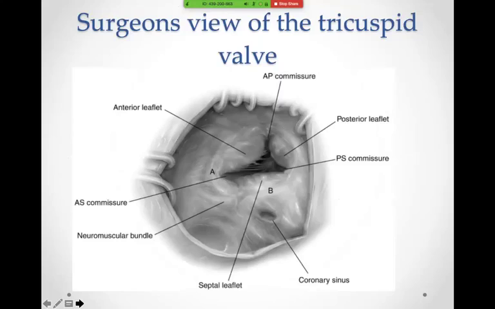Right. So this is the surgeon's view of the tricuspid valve. You can make out the anterior leaflet, the posterior leaflet, the commissures, and the most important part being the coronary sinus and the neuromuscular bundle.